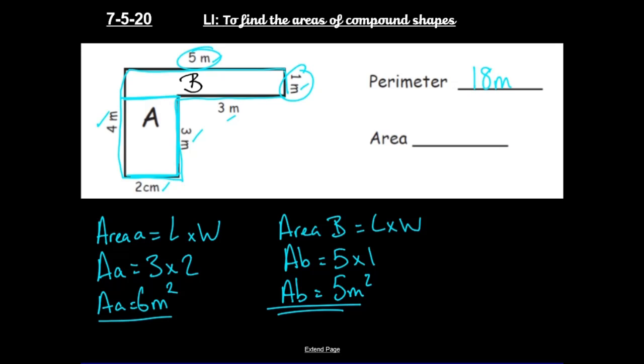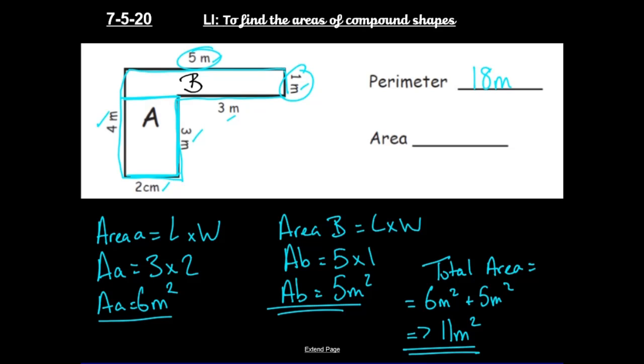That's not me finished yet. I've got A and B. I'm going to have to add them up to make the total shape. So the total area is equal to 6 meters squared plus 5 meters squared, which of course equals 11 meters squared. And voila, shape number 1 solved. The area of this is 11 meters squared.